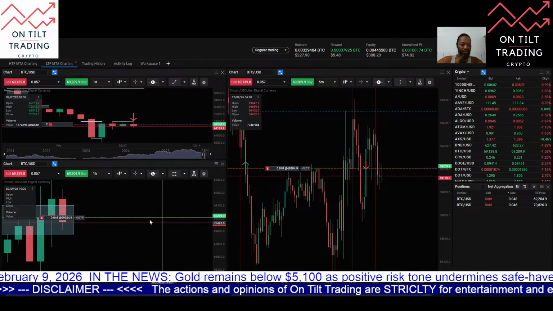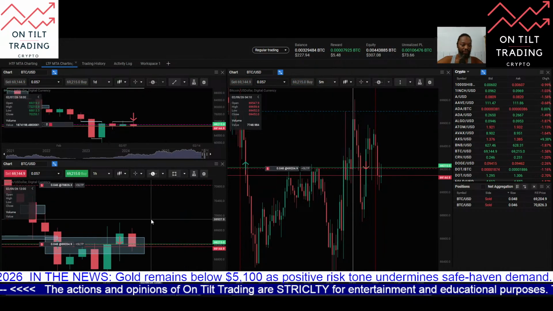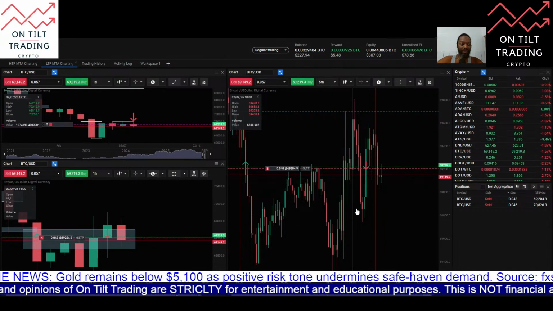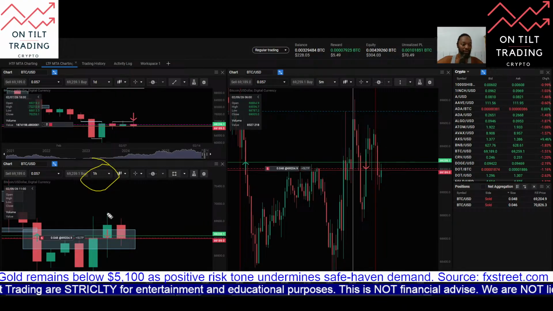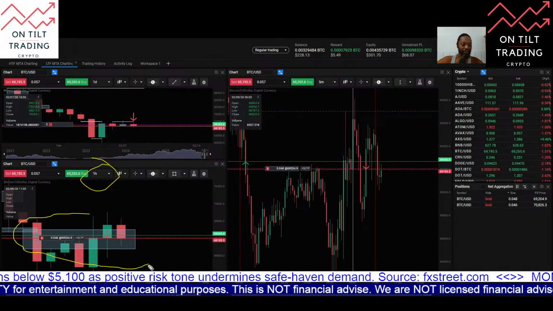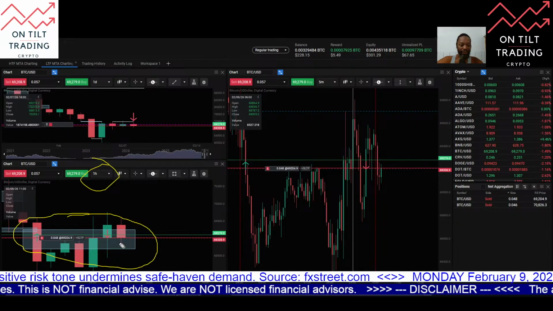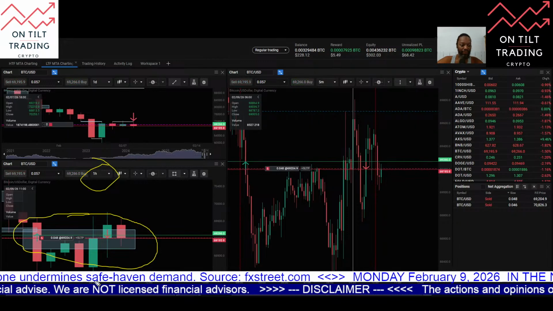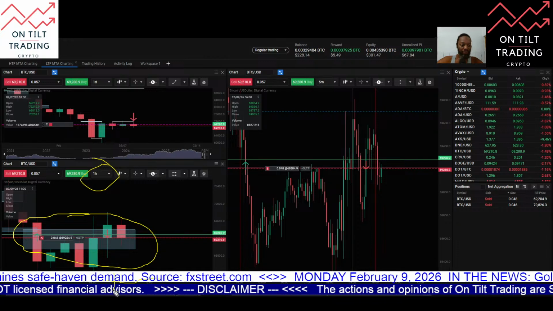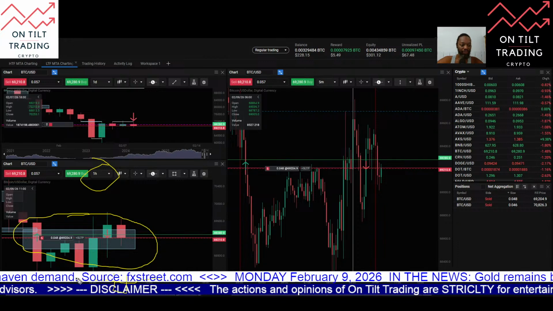You can see here on the 1-hour chart, price still trading within the 1-hour bearish fair value gap here. So ideally, want to see price deliver through this gap and put in a body candle close below this level here.